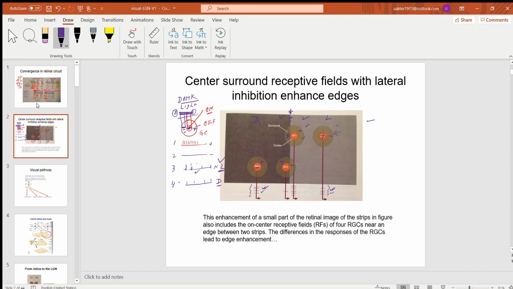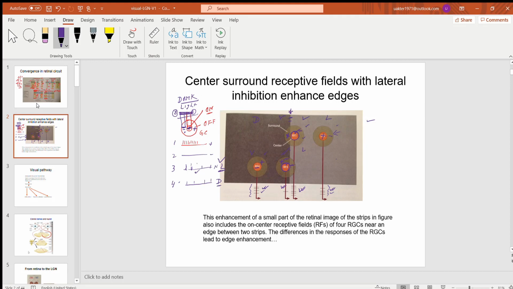So no difference. Part of it is being excited and part is inhibited, so they will cancel each other. The difference is this one and this one, the on center. In this case, the on center will be fully activated by the light. And in this case, the on center will be inhibited strongly by the dark, right? And that's why you see in this case the response is high, strong, and in this case the response is low or very weak. Okay, no response.